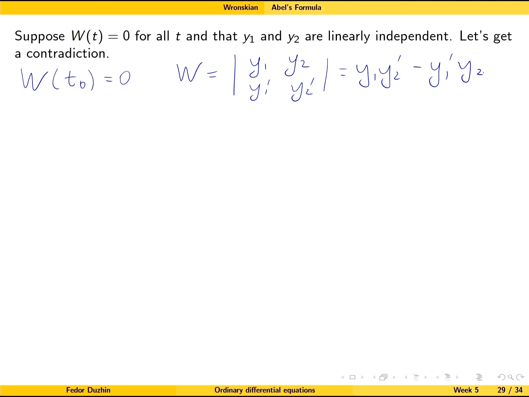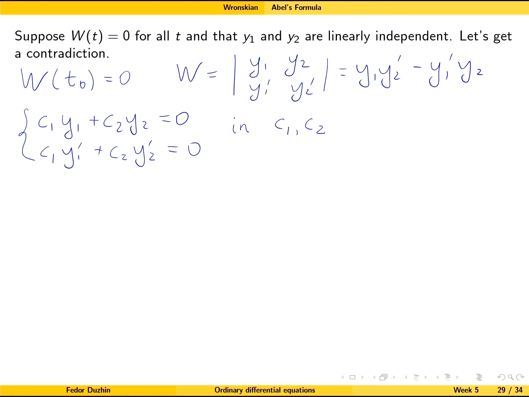And now we are going to do a clever trick again. I'm going to write something that probably looks strange: C1 y1 plus C2 y2 equals 0, and C1 y1 prime plus C2 y2 prime equals 0. But let me consider this as a system of simultaneous equations in the unknowns C1 and C2. Right? If you think of this as a system of equations in C1 and C2, then it is a linear system of equations, and its matrix is y1, y2, y1 prime, y2 prime, which is exactly the Wronskian matrix. And we are given that the Wronskian is 0, right? So the Wronskian is the determinant of this system of linear equations, and it is 0.